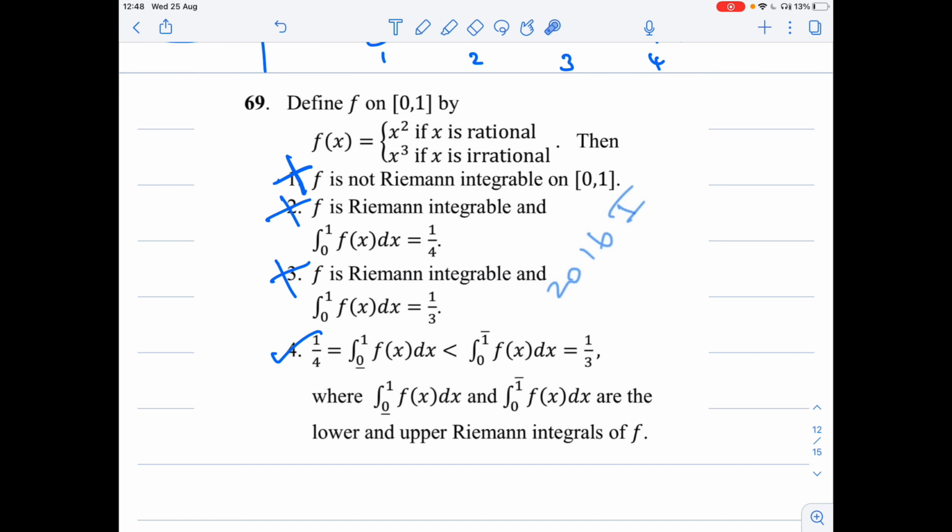But the final option is, I think I made it. Oh, sorry, this is true. So the final option is true. Only this option is true. F is not Riemann integrable because it has different lower and upper integration values. If a function is Riemann integrable, then its lower integral and upper integral values should coincide.